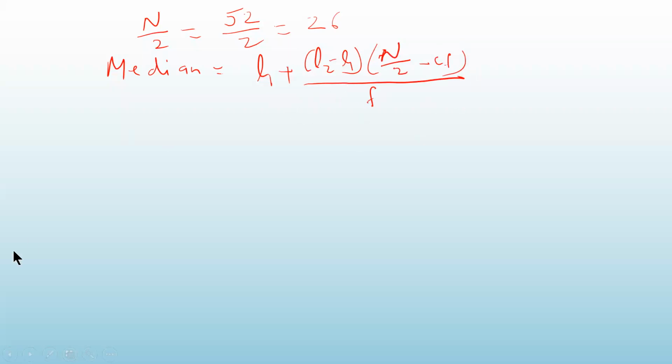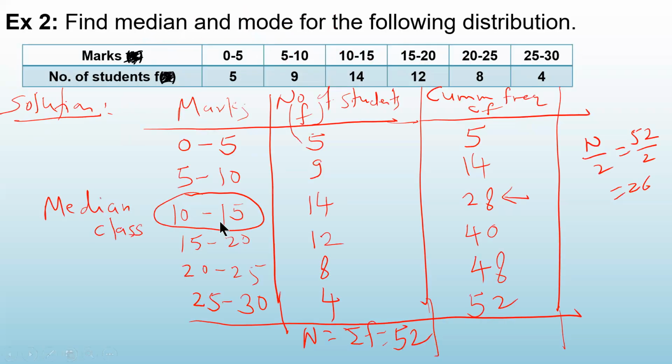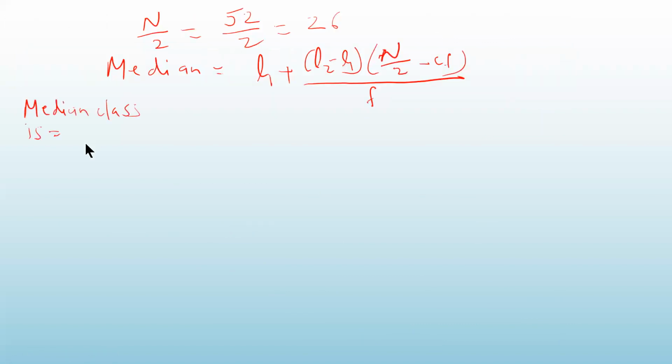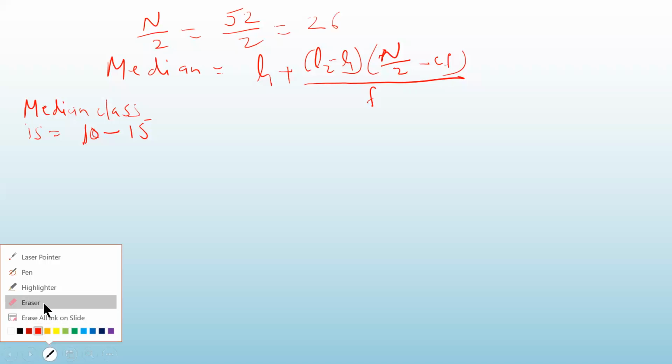What is your median class? Median class is 10 to 15. Okay, so find out the values of L1, L2.